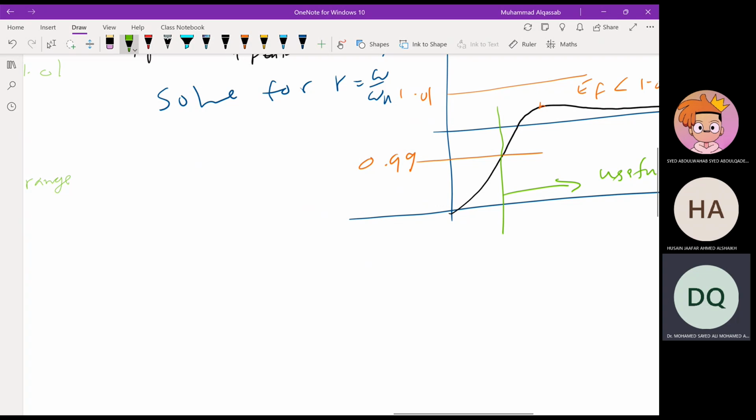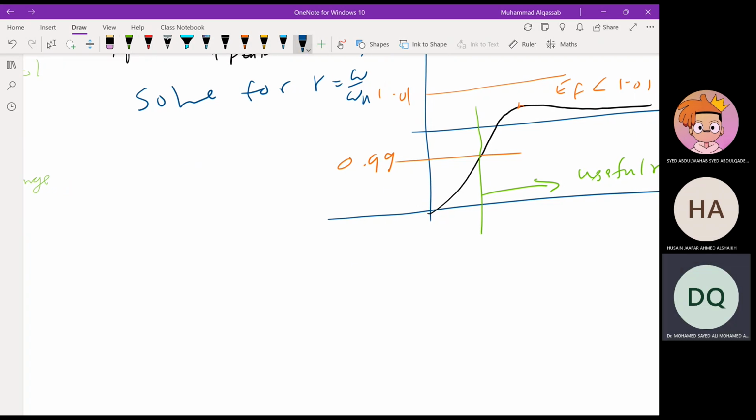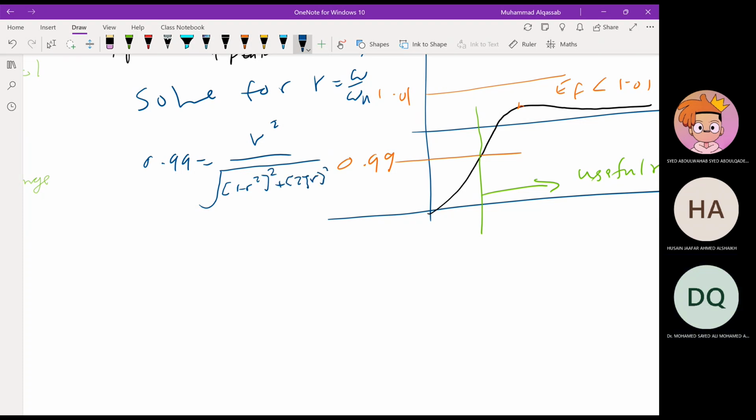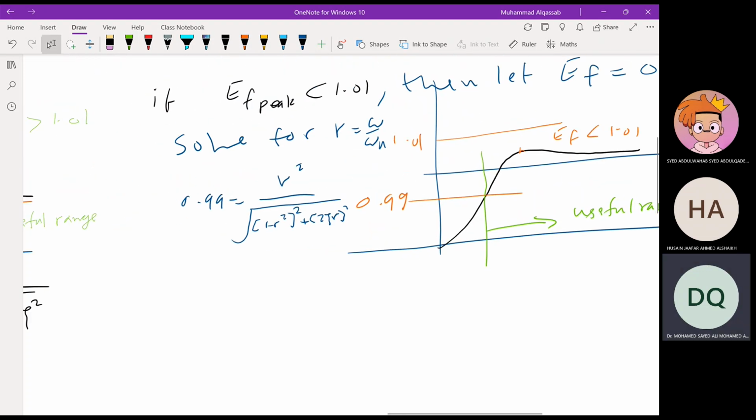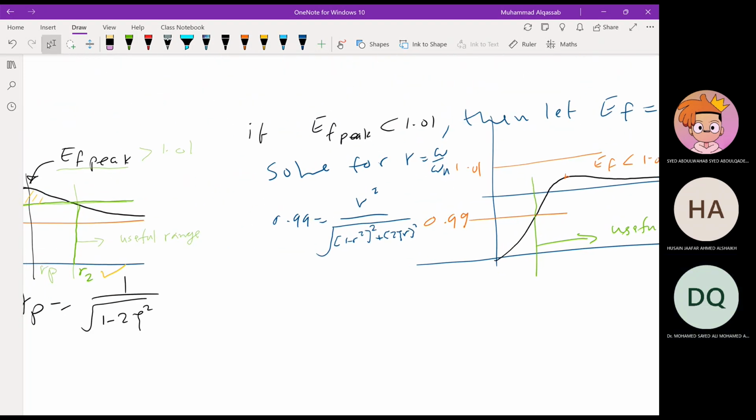Start from here. So you will put in 0.99 equal to R squared divided by square root of 1 minus R squared all squared plus 2 zeta R squared, and solve for R. There will be only one value of R. The intersection is occurring only at one point. Okay, so this is for the seismometer and how to calculate the useful range based on the given error.